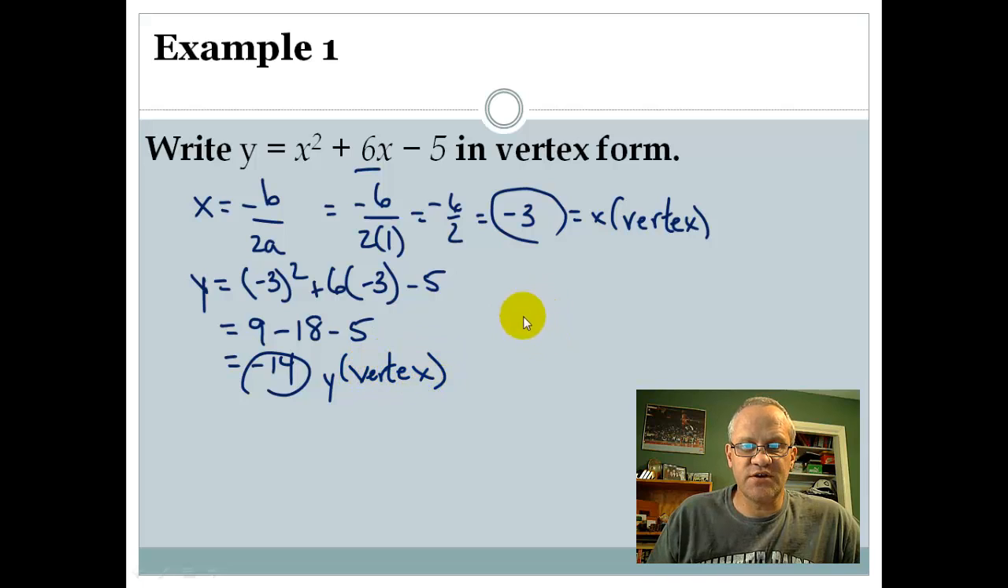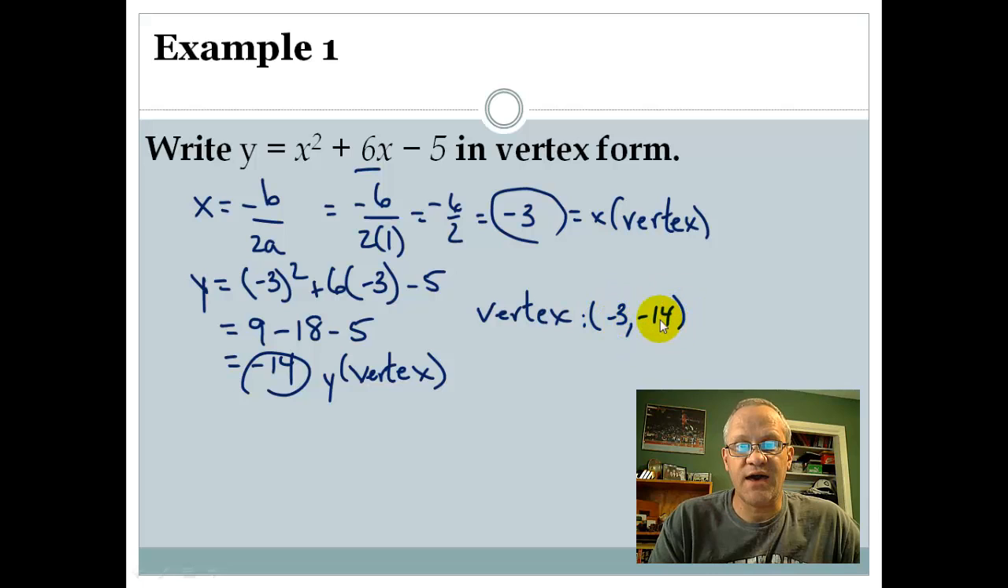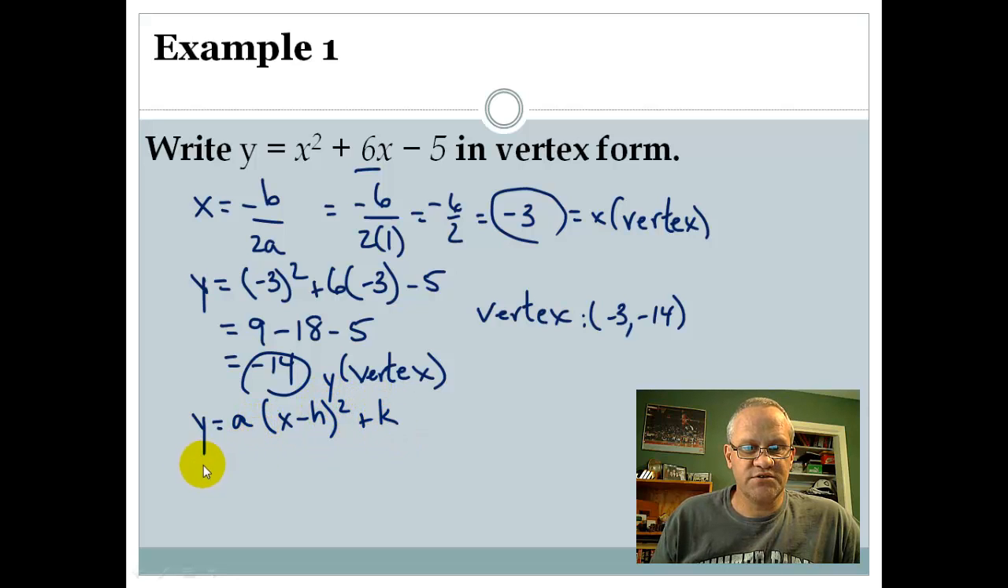So what this means is our vertex, I'll just kind of write this right in here, we just figured out that the vertex was -3, -14. So what we're going to do is use that to write the vertex form. Now remember the vertex form again, I'll write it down over here, y equals a times x minus h squared plus k. And so let's go to write this here. We got y equals a. Ooh, you're like, ooh, what's a? Well, remember in the standard form here, a is the number in front of x squared. Well, guess what?